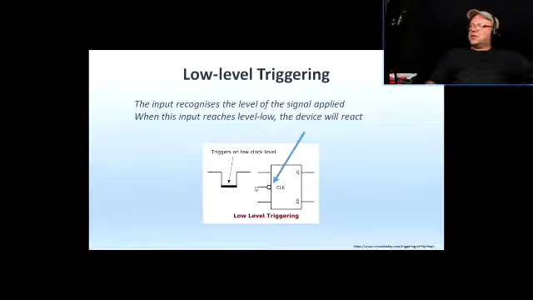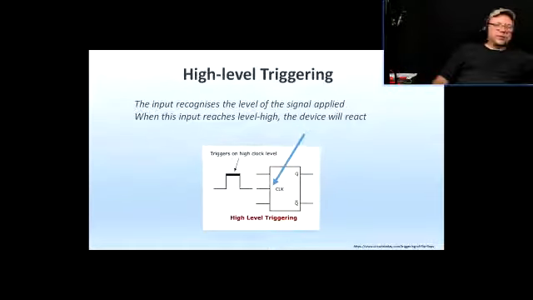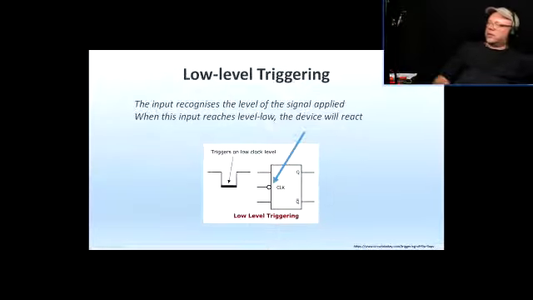So when you see an input like this, and you see the little inversion bubble, the not bubble, that means that this input here is triggered on the level low. So this one here, there's no other symbols. That's level triggering, and it's a high level triggering. Then you have that bubble here, then it's level triggering, and it's active low. Okay.